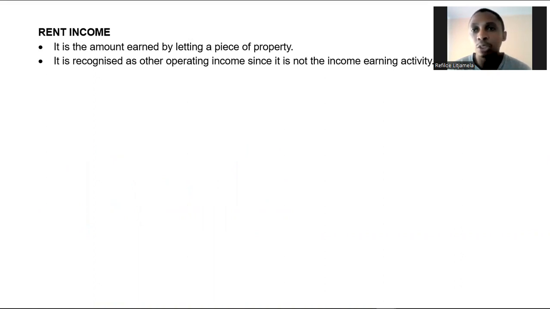So if I'm ShopRite and I'm renting out part of my property, the main reason why I'm in business is to sell goods. But if I rent out property and I get income from that, we can call it passive income, or just an accidental income that you did not plan, but in this case, you're making money from that. That's why we include it under other operating income.